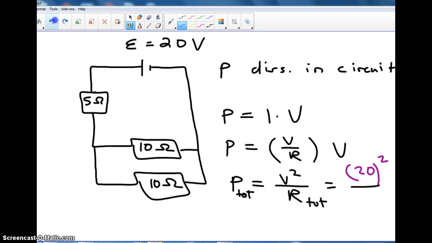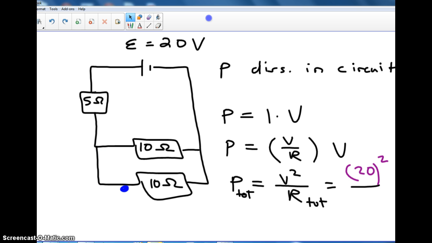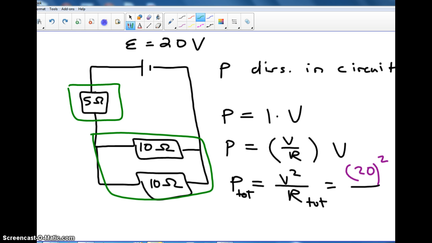But what about the total resistance? That's a little trickier. These two together are in parallel. If a charge were to come out and follow a pathway, it would go through that one, and then it would either go through the top, or it would go through the bottom. So the two 10-ohm resistors are in parallel with each other, and that means that we can erase those two. In other words, these are in parallel, and that parallel circuit is in series with the 5-ohm resistor. So we have both parallel and series at the same time.